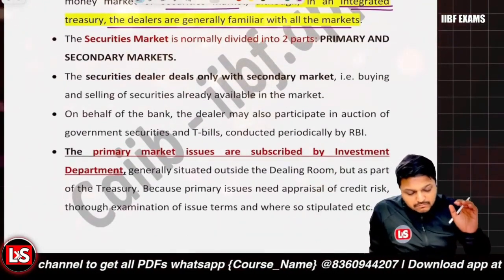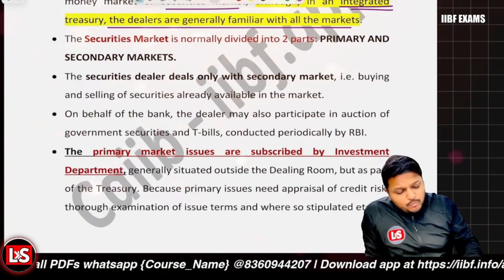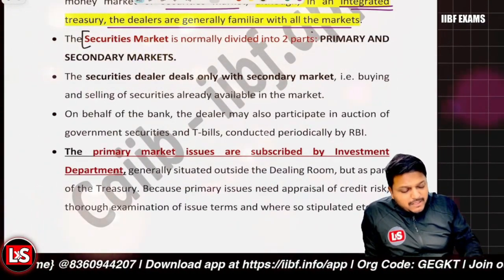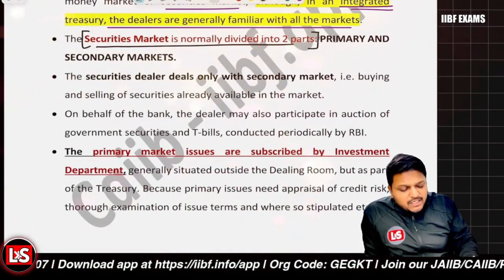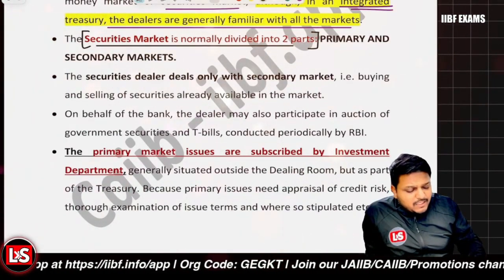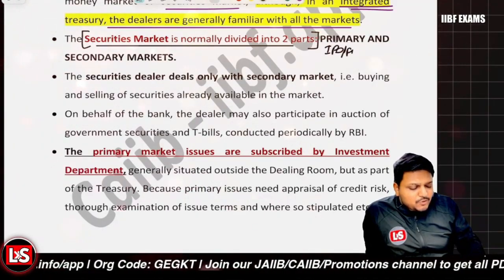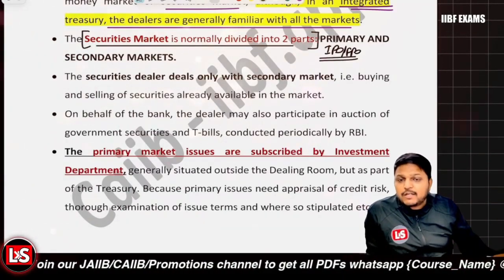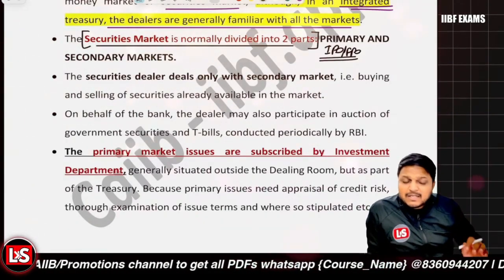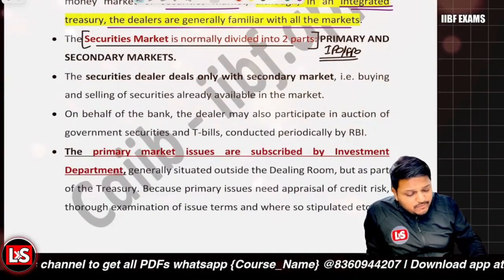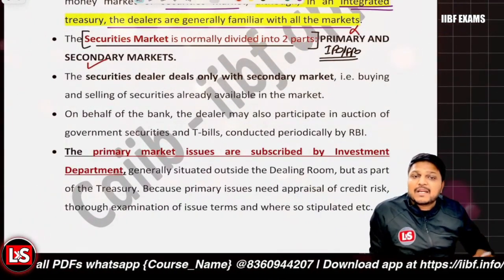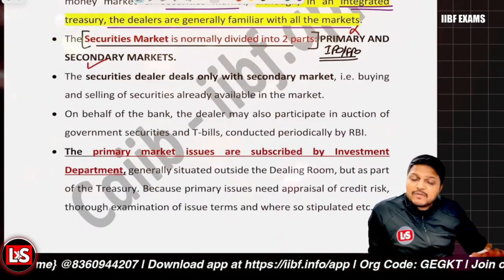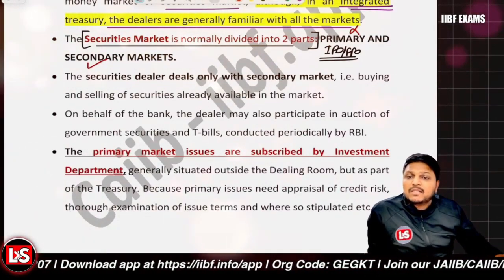And further, the securities market is normally divided into two parts. When we're talking about the securities market, where equity or shares are being sold or purchased, it's divided into two parts. One is the primary market, where we deal with IPOs or FPOs, right? And the other is related to the secondary market. And the securities dealer is going to mainly deal with what? They are not going to deal with the primary market. They deal with the secondary market only, because it's about buying and selling securities which are already available in the market.